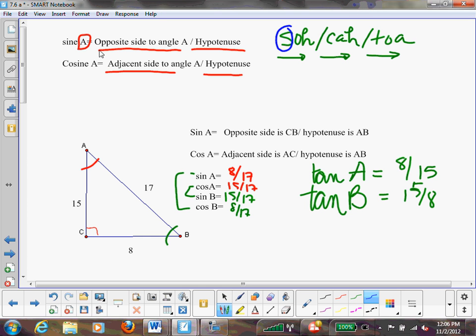Sine. What is the sine? Opposite over hypotenuse. What is the C going to stand for? Cosine. What is cosine? Adjacent over hypotenuse. T is going to represent the tangent. So everybody say SOH-CAH-TOA. There you go. SOH-CAH-TOA, SOH-CAH-TOA. All right?